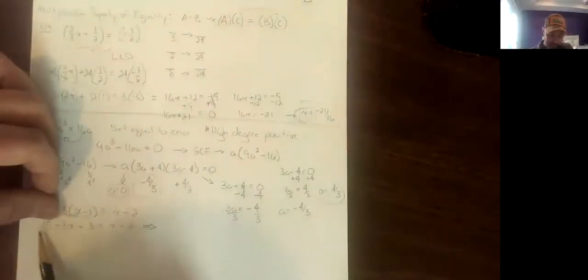Now, it doesn't really matter what route you go here. I'm just going to combine these so it looks a little cleaner. I have a negative 3x. I have a 15 plus 3. So I have 18 equals x minus 2.